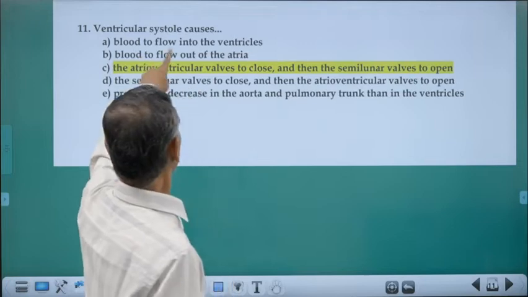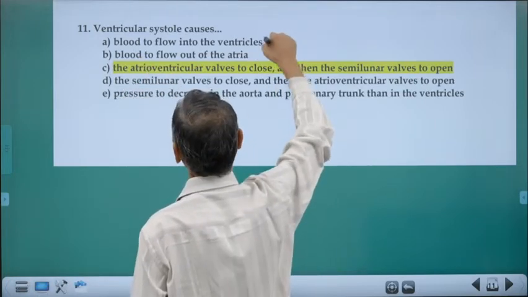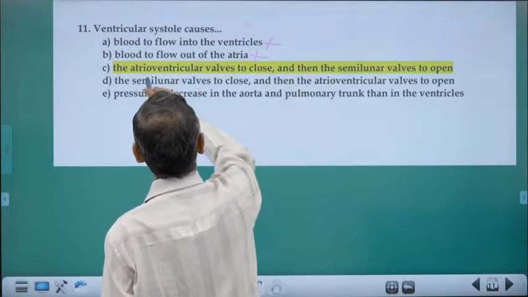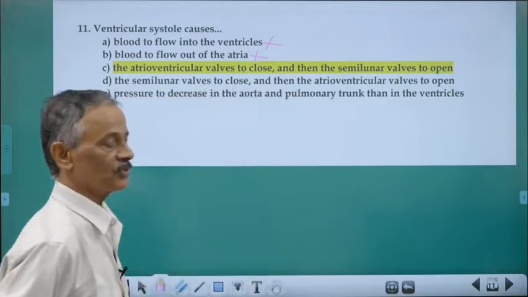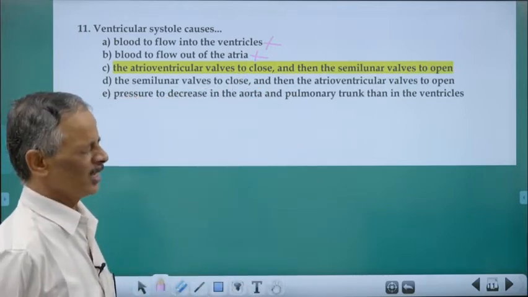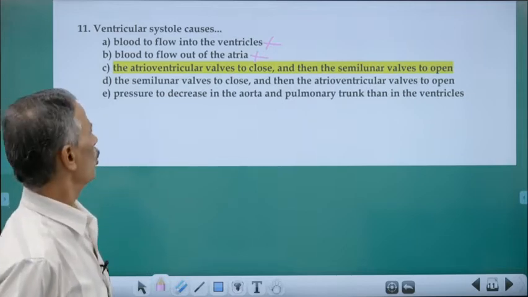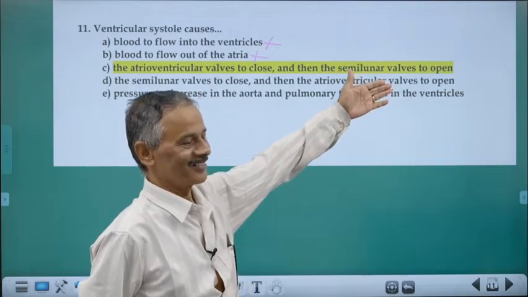So blood flowing into the ventricle is wrong, because the ventricle is contracting. Blood flowing out of the atria, no, the atrioventricular valves close. What are the atrioventricular valves? They are the tricuspid and bicuspid valves. They are all closed and the semilunar valves are opening.